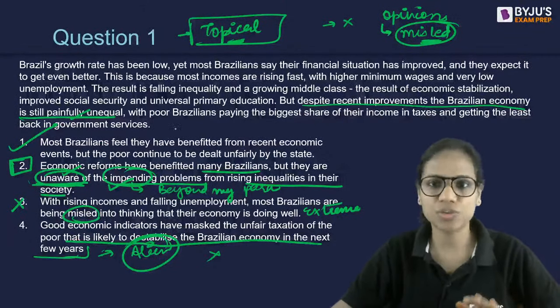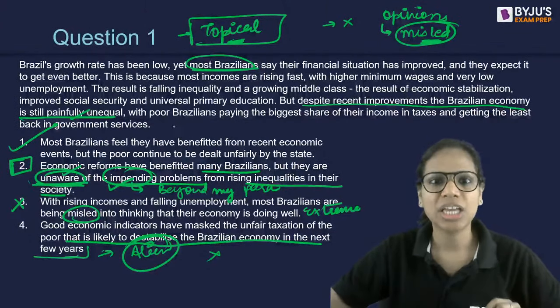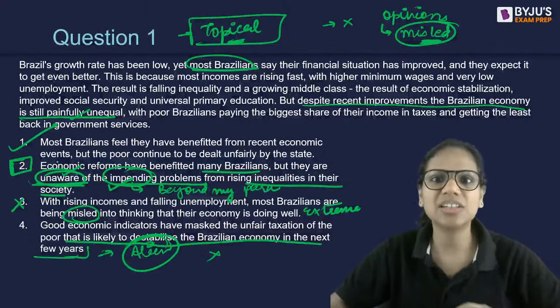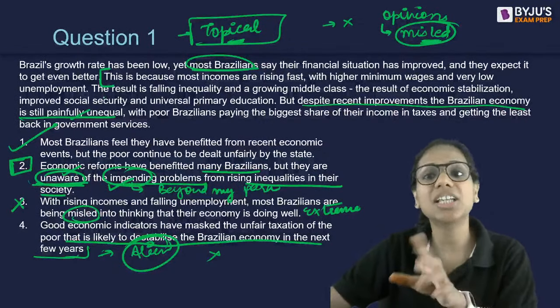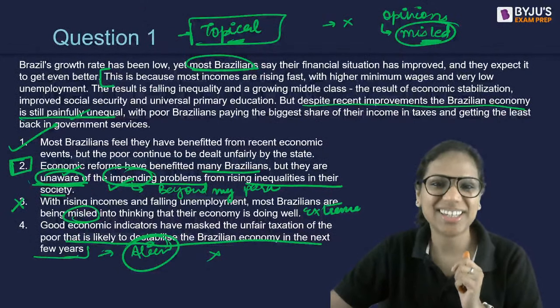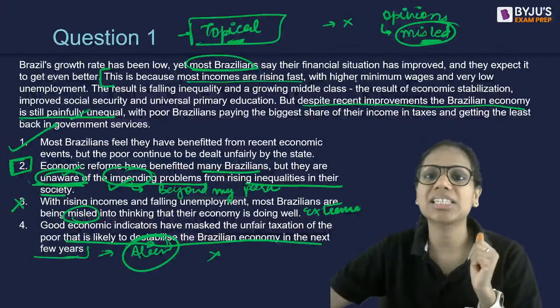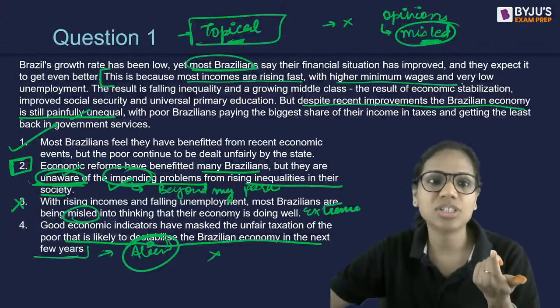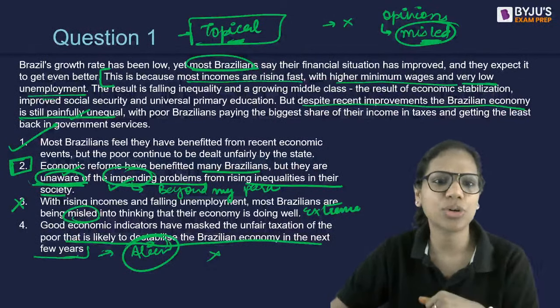Most Brazilians feel, see, it is given here, that they have benefited from the recent economic events. Ideally, I understand that the word events should not have been used, but it has been used here. This is because most incomes are rising fast with higher minimum wages and very low unemployment. So these are the events that we are talking about.